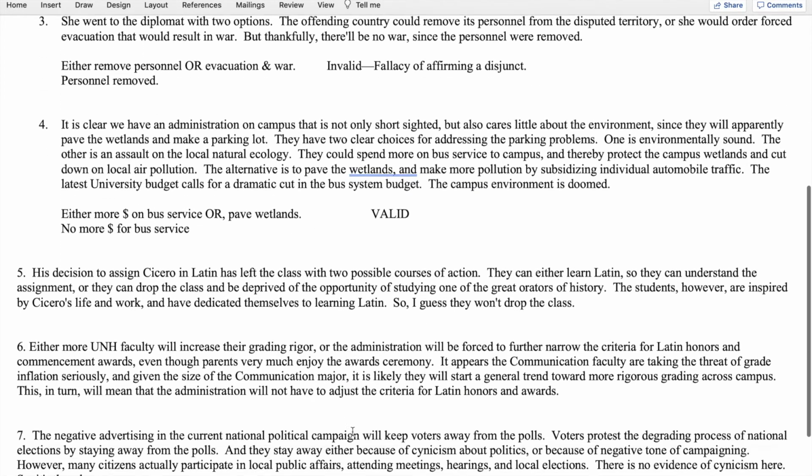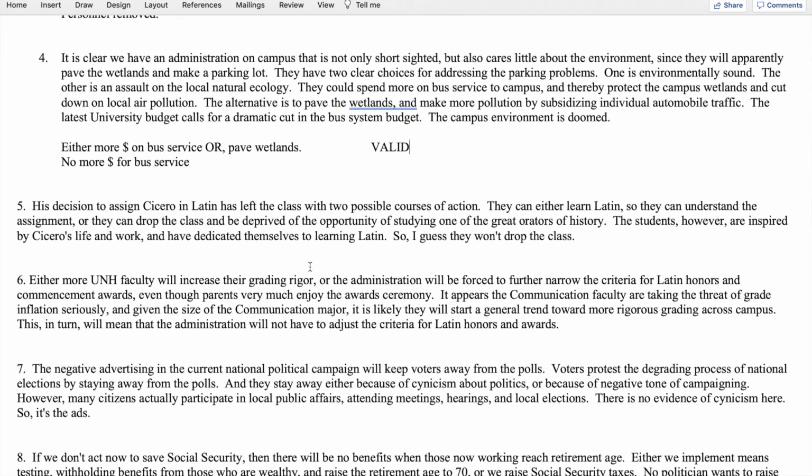Number 5, his decision to assign Cicero in Latin has left the class with two possible courses of action. They can either learn Latin so they can understand the assignment, or they can drop the class and be deprived of the opportunity of studying one of the great orators of history. The students, however, are inspired by Cicero's life and work and have dedicated themselves to learning Latin, so I guess they won't drop the class.